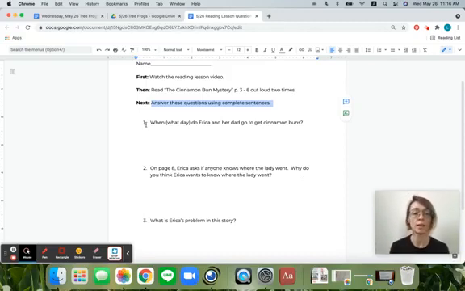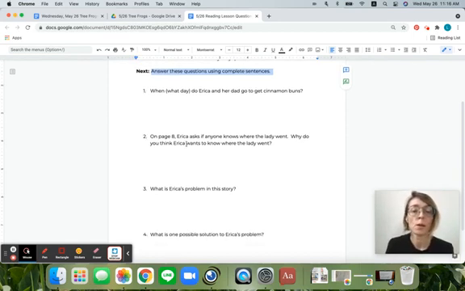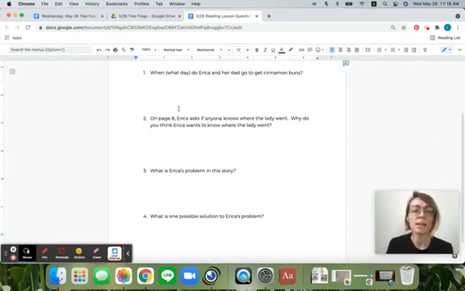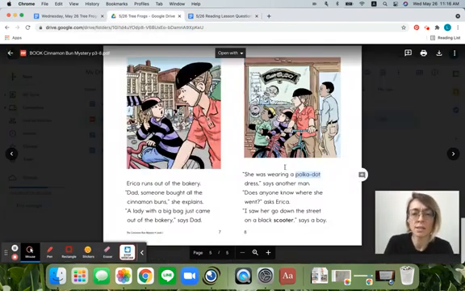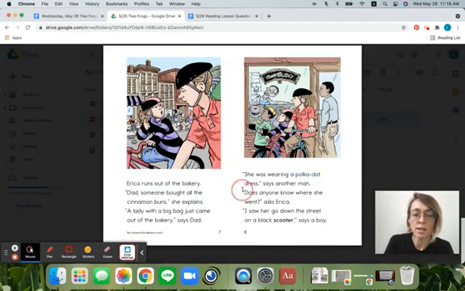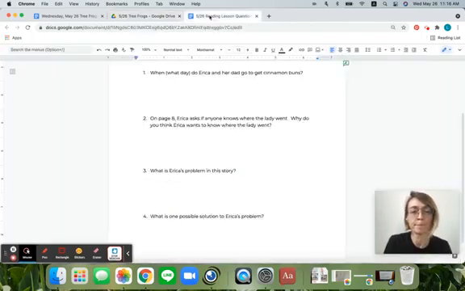So number 1, what day do Erica and her dad go to get cinnamon buns? Number 2, on page 8, Erica asks if anyone knows where the lady went. Why do you think Erica wants to know where the lady went? Why does she ask that question? Let's look again at page 8. Here it is. She says, "Does anyone know where she went?" Why? Number 3, what is Erica's problem in this story? What do you think? Write your answer down. What do you think the problem is?